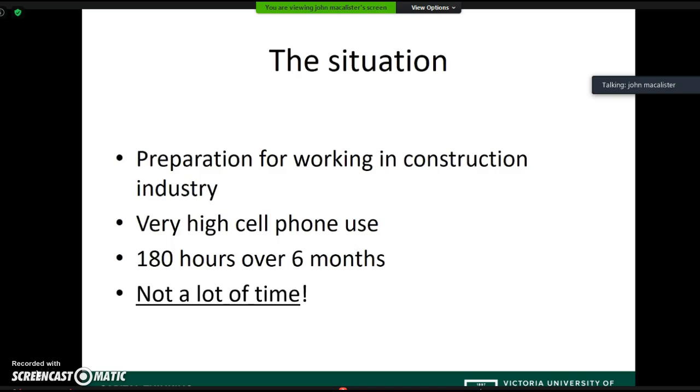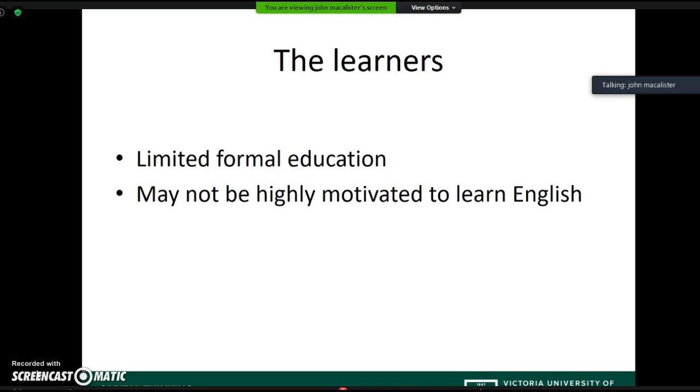If you think about it, we know from research that you need around 200 hours of more intensive instruction than this to go up half a band on something like the IELTS test. So 180 hours over 6 months, not a lot of time. Anyway, what else did I learn? I didn't learn a great deal about the learners because they hadn't yet been recruited.